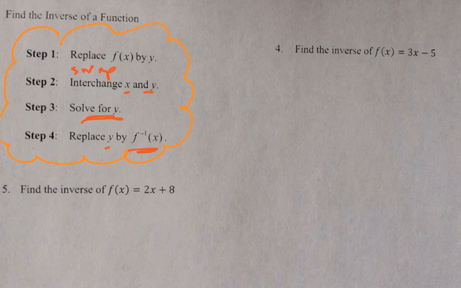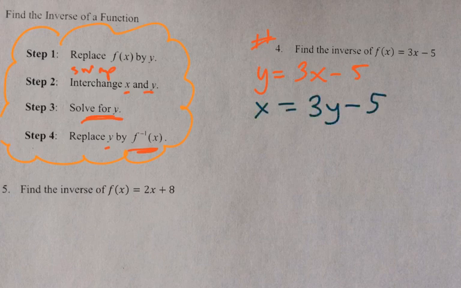So let's do number 4. Find the inverse of f of x equals 3x minus 5. We're going to first replace f of x with y, so it's going to be y equals 3x minus 5. Second step, we're going to swap our x and our y. So it's now going to be x equals 3y minus 5.